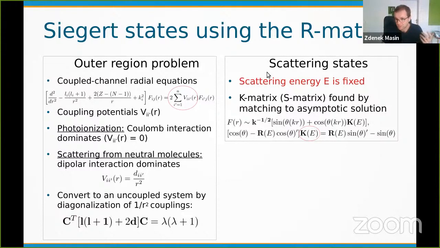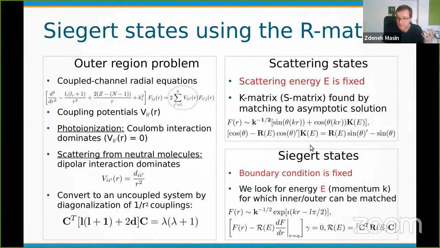So we can compute the scattering states first. We just look at the scattering state. In this problem, the scattering energy is fixed, and as in the simple one-dimensional problem, we are looking for the K matrix or the phase shifts that then completely describe the solution. So we just use the R matrix matching equation and get an equation for the K matrix.